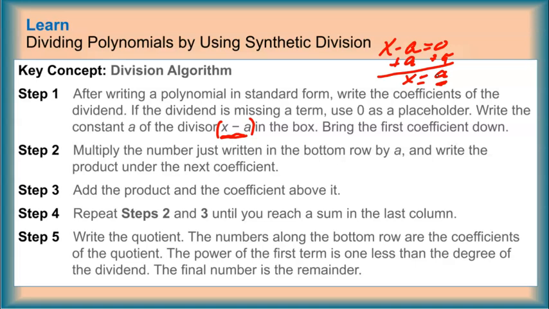And then step 2, we're going to multiply the number that we just wrote down, like our first coefficient that we bring down, by a, and then we're going to write the product under the next coefficient, and then we're going to add the two numbers straight down, and then we're going to repeat steps 2 and 3. Now this will make more sense once you see an example, but we're going to keep going until you get all the numbers written down, and whatever your last number is, that's going to be your remainder.